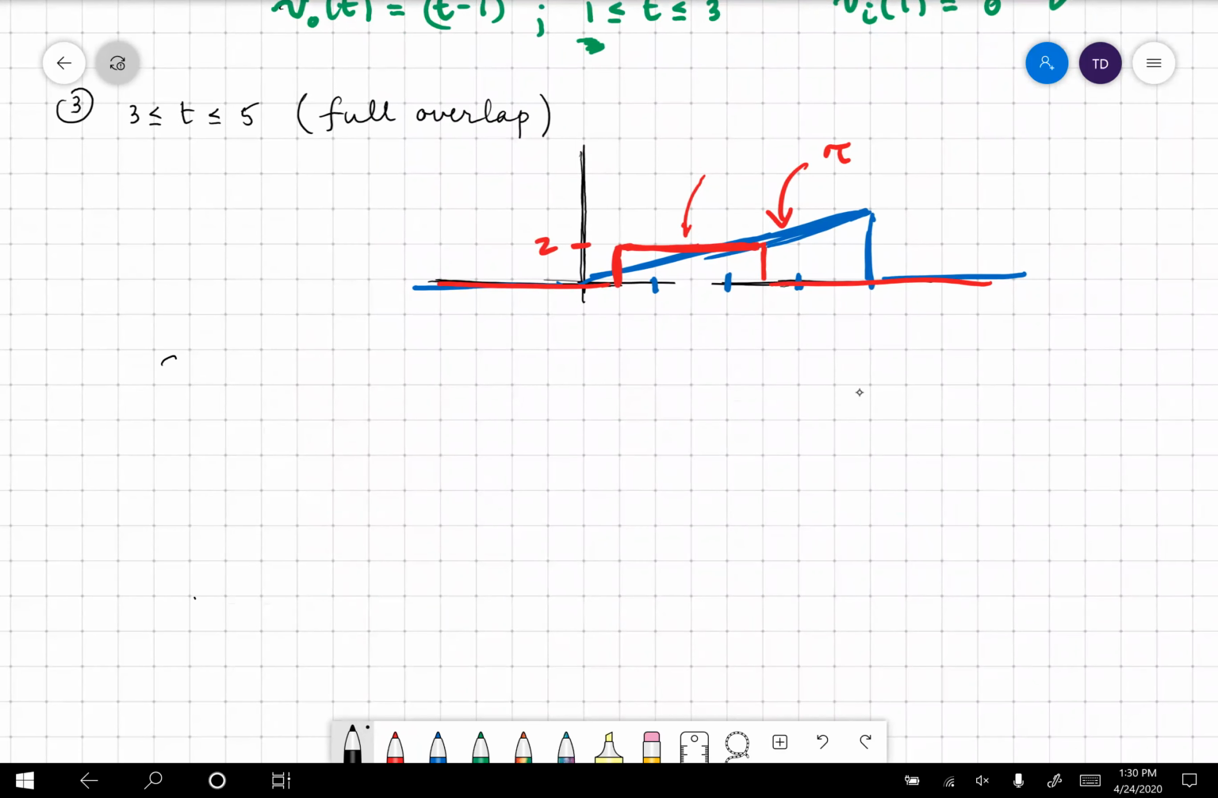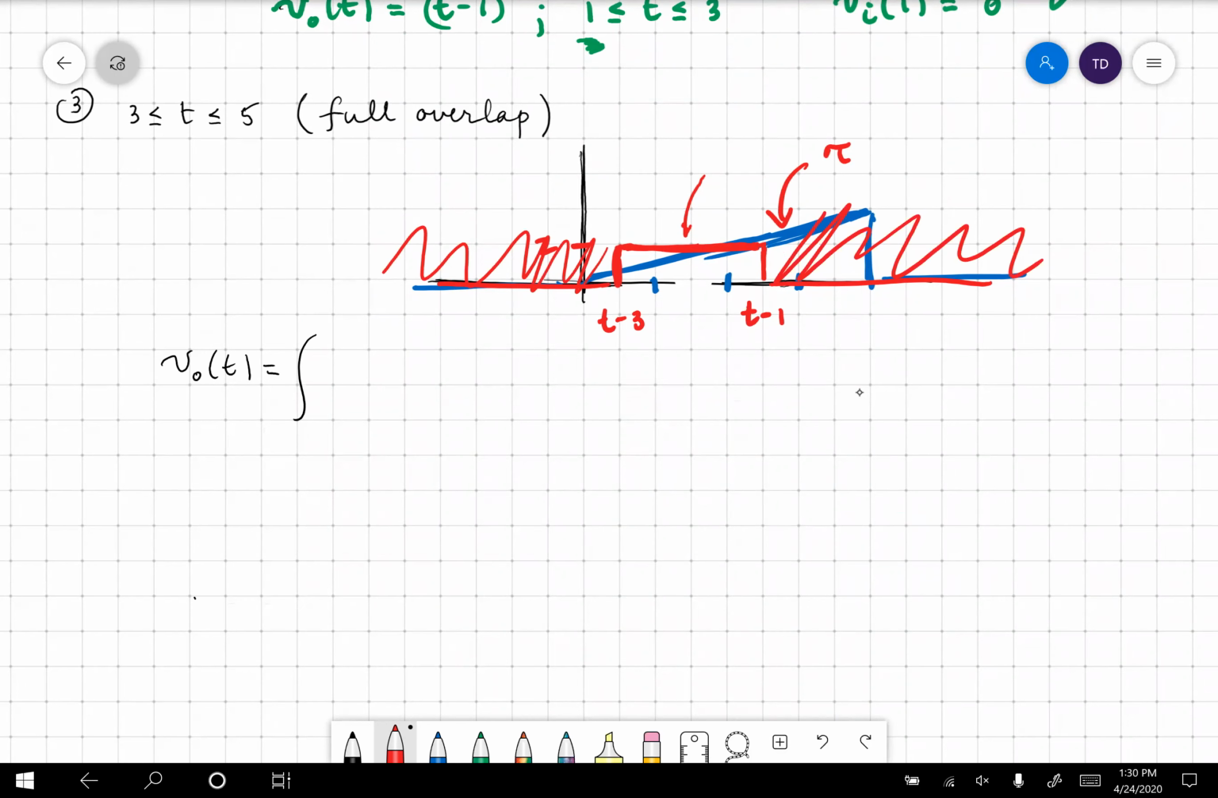So we have v of t equals the integral. Where can I do this integral from now? Well, don't forget this leading edge is always t minus 1 and the trailing edge is always t minus 3. So I'm going to get 0 there, 0 when I multiply there. So I'm going to integrate from t minus 3 to t minus 1. That's where I have the overlap of the functions. That's where I have non-zero values.